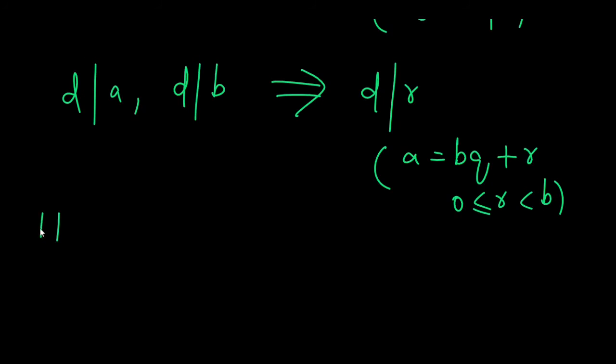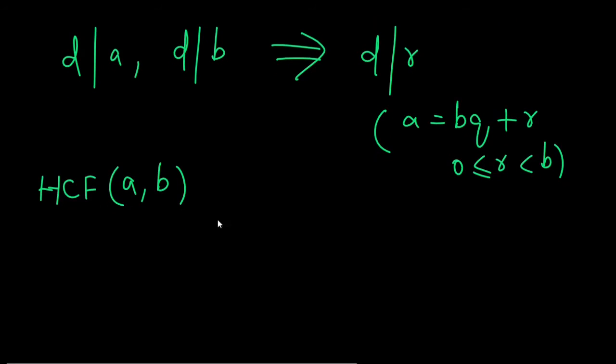So the HCF of A and B. We want to find the HCF of A and B. Let us say the HCF of A and B is D. So D divides A and D divides B. So D also divides R. So the HCF also divides R. It is already the HCF for A and B.